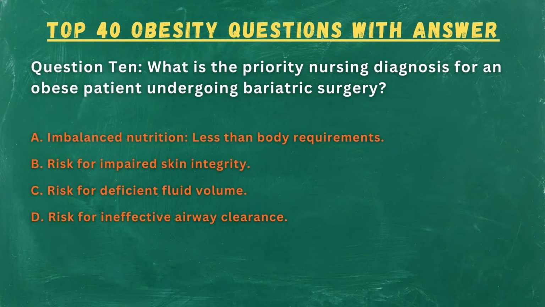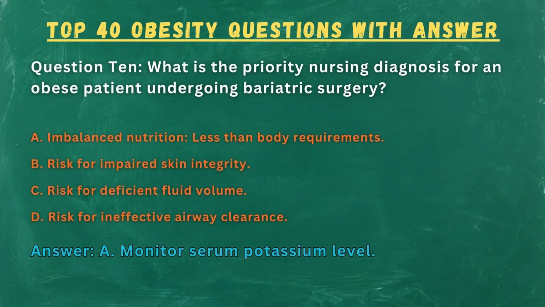Question 10. What is the priority nursing diagnosis for an obese patient undergoing bariatric surgery? A. Imbalanced nutrition, less than body requirements. B. Risk for impaired skin integrity. C. Risk for deficient fluid volume. D. Risk for ineffective airway clearance. Answer: D. Risk for ineffective airway clearance.